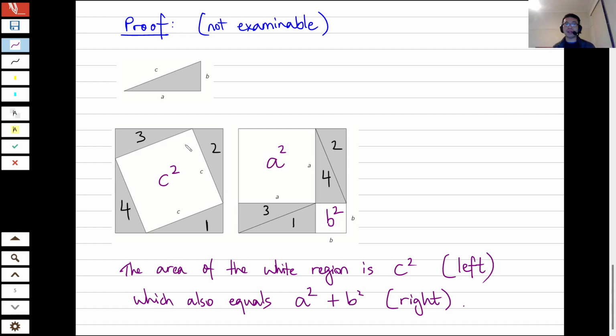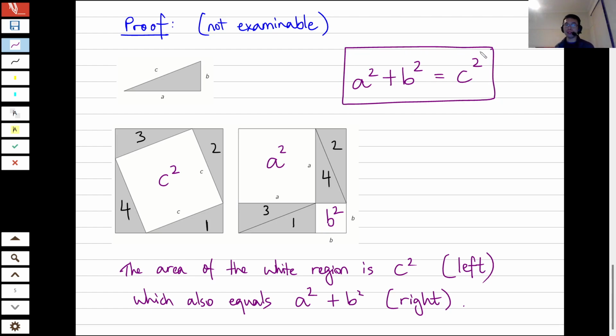And the white space in both pictures has to be the same. I haven't lost anything, I've just moved the gray triangles around. So, if c squared is the area of the white space, and a squared plus b squared is also the area of the white space, then I can write down a squared plus b squared equals c squared. And we're done. So that's Pythagoras' theorem. This is a very simple argument to show you why it's true.